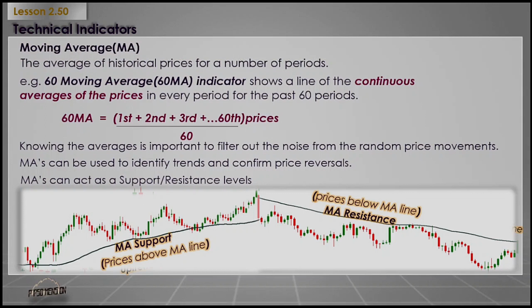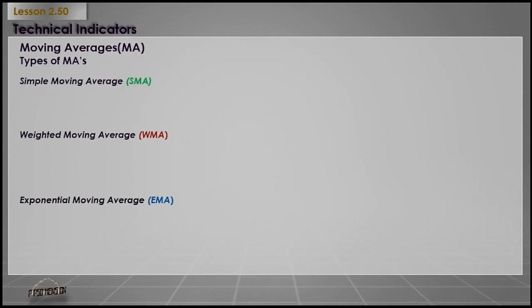So, moving averages can tell you whether prices are trending up, down, or ranging. It can also tell you the level of momentum of a trend. But remember, none of the stated uses of the moving average indicator is 100% accurate. Of course, no indicator is 100% accurate. Now, let's look at the three main types of moving averages. We have the simple moving average, or the SMA. We have the weighted moving average, WMA, and the exponential moving average, EMA.